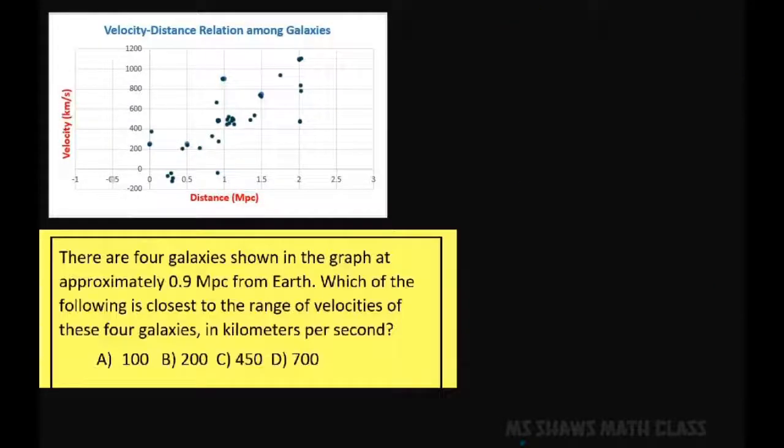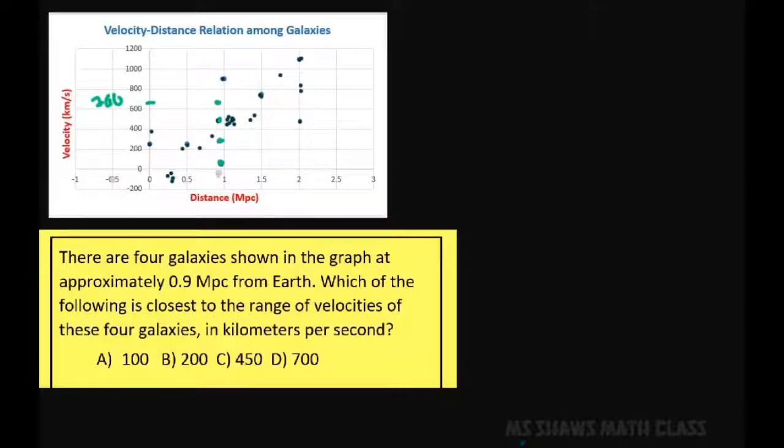All right. The next part, it says it shows 4 galaxies approximately 0.9 megaparsecs from Earth. So basically we're right about here. I'm going to erase this one. And it's right here. So the 4 galaxies they're talking about are this one, this one, this one, and this one. And this one's about 700.